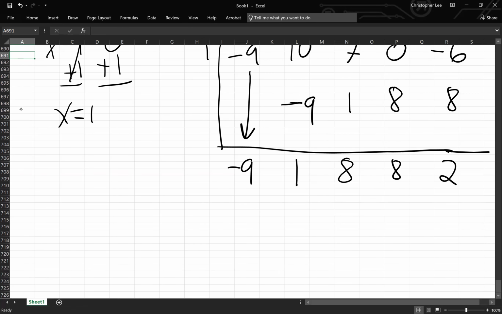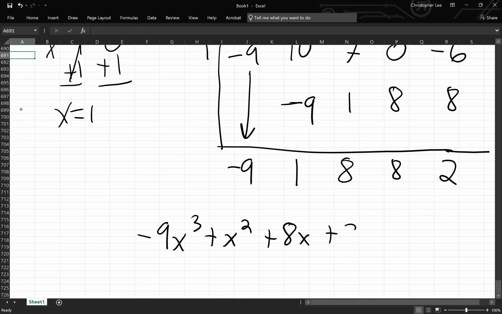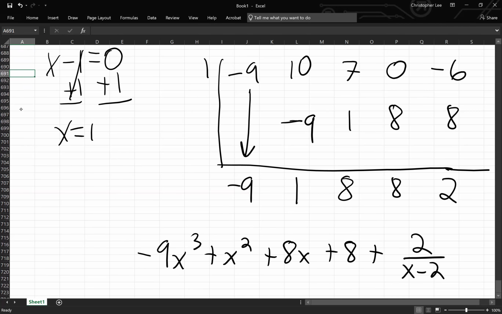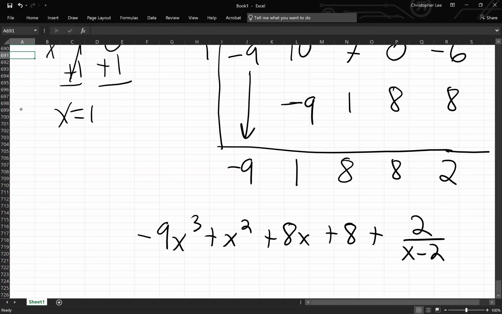Now we got it. So this is negative 9x cubed plus x squared plus 8x plus 8 plus 2 over x minus 1. That's it. Sorry about that.